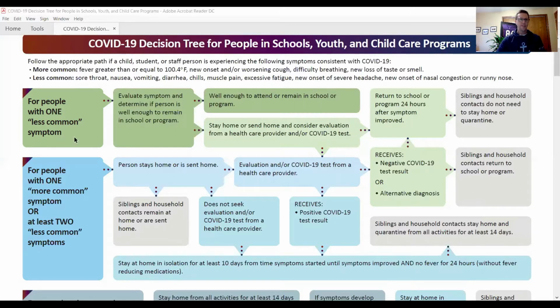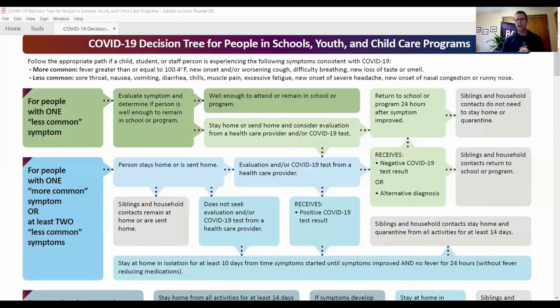So on this top circle, for people with one less common symptom, you would evaluate the symptom, or if the kids were at school, we would evaluate the symptom and determine, are they well enough to remain in school or at some type of program, whether it's activities or whatever the case might be.